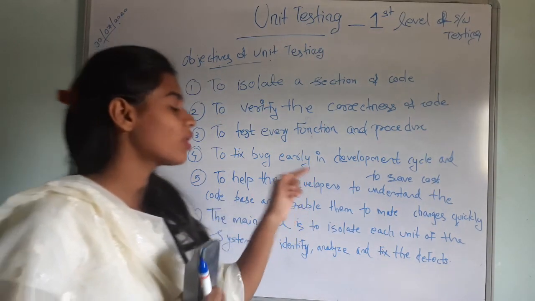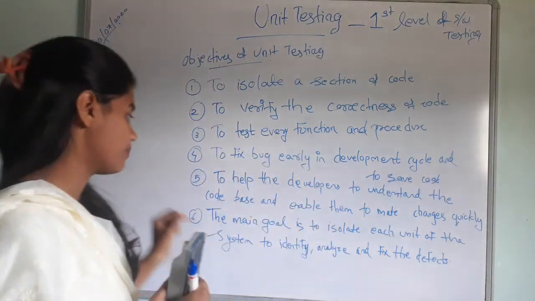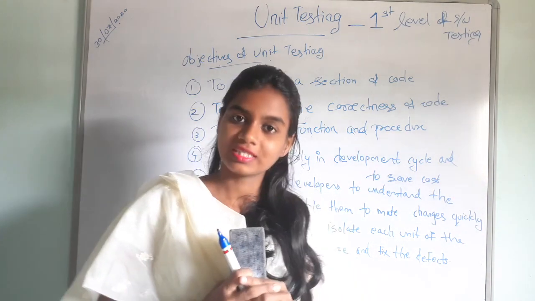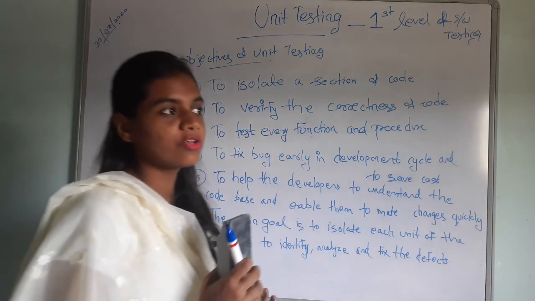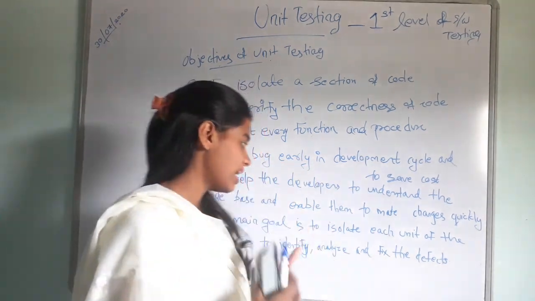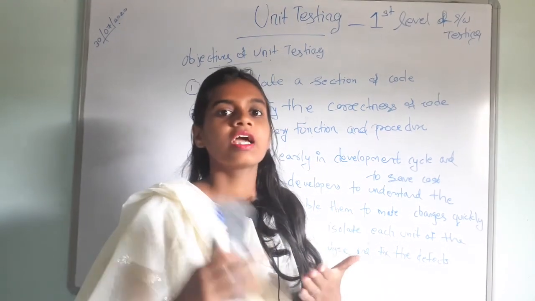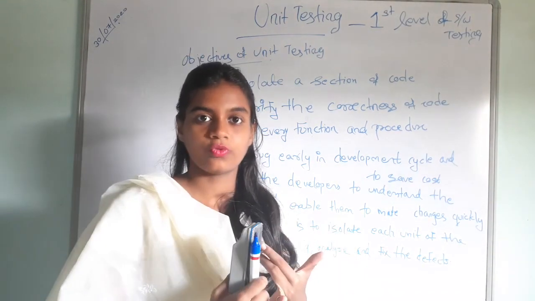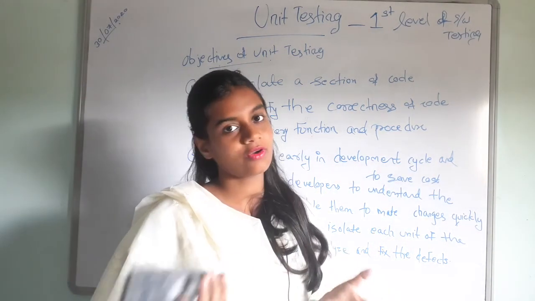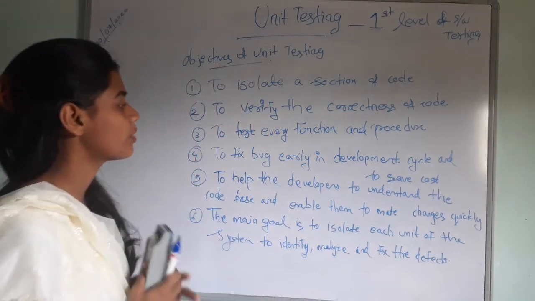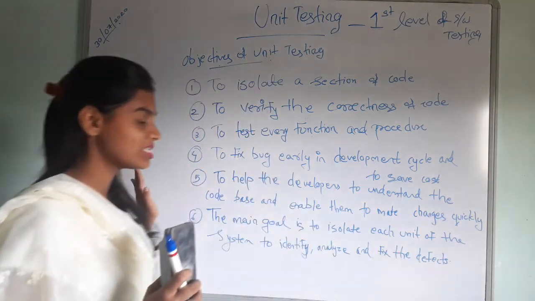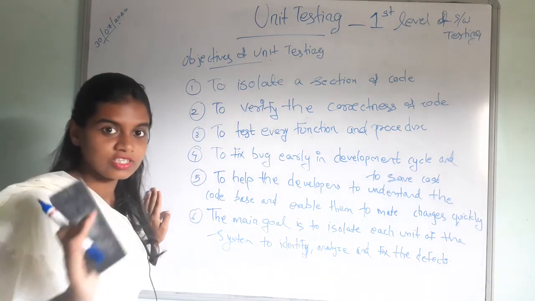The main goal is to identify each unit of the system, and to identify, analyze and fix defects. Defect means error. The main goal in unit testing is that it isolates, identifies, then analyzes and fixes that defect. It also monitors and fixes. In this way it fixes the bug, error or defect, whatever you call it. In this way the software product has all its defects fixed. So this was all about the unit testing objectives.